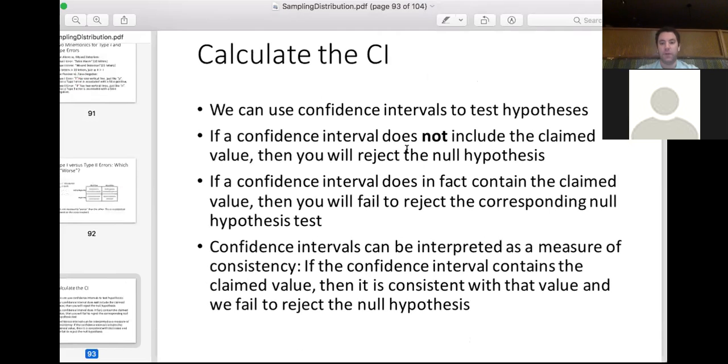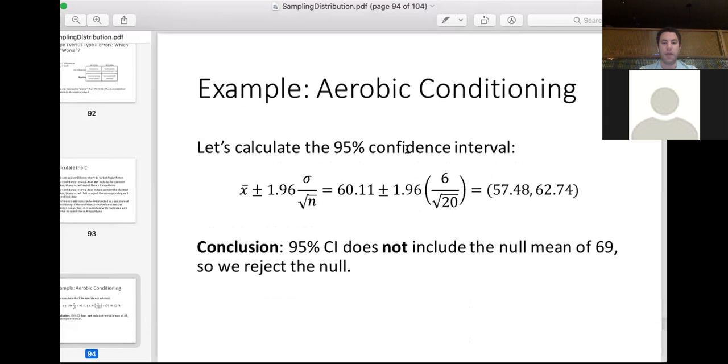We can use confidence intervals to test our hypotheses. If the confidence interval does not include the claimed value, we will reject our null hypothesis. If the confidence interval does in fact contain the claimed value, you will fail to reject the corresponding hypothesis test and make your conclusions based on that. We can calculate the 95% confidence interval here using this formula. Once we've calculated it, the next step is to look at our range and see whether our null mean of 69 is encompassed within our interval or not.